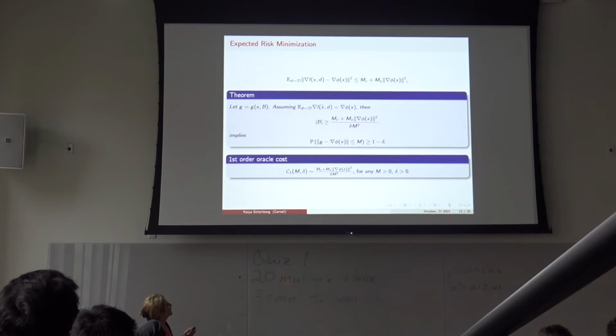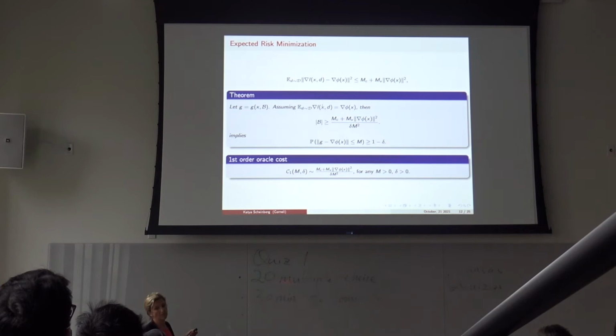So having both of these pieces, if we want to achieve accuracy epsilon with probability 1 minus delta, we simply apply the Chebyshev inequality, and it tells us that our batch size has to be increased. So this is the cost.